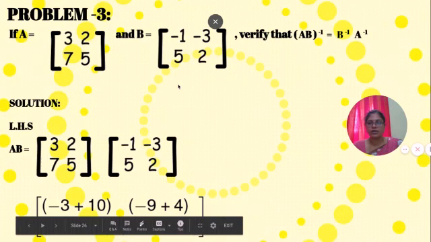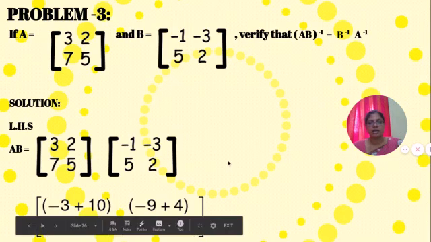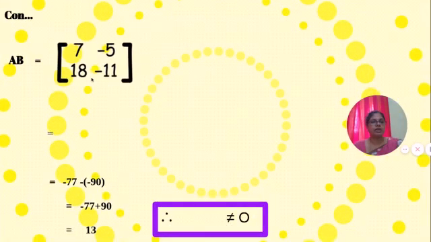As I have said earlier, we have to multiply the first row with the first column for A11. We multiply the first row with the second column for A12. For A21, we multiply the second row with the first column. For A22, we multiply the second row with the second column. So after multiplication, we get AB as 7, minus 5, 18, minus 11.